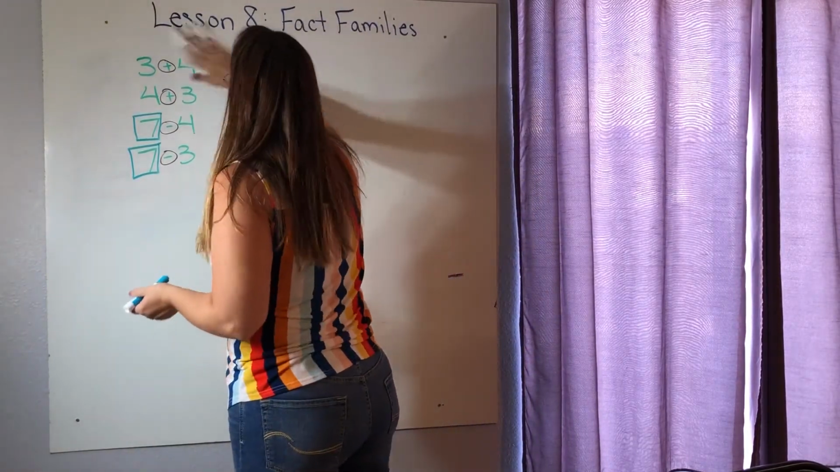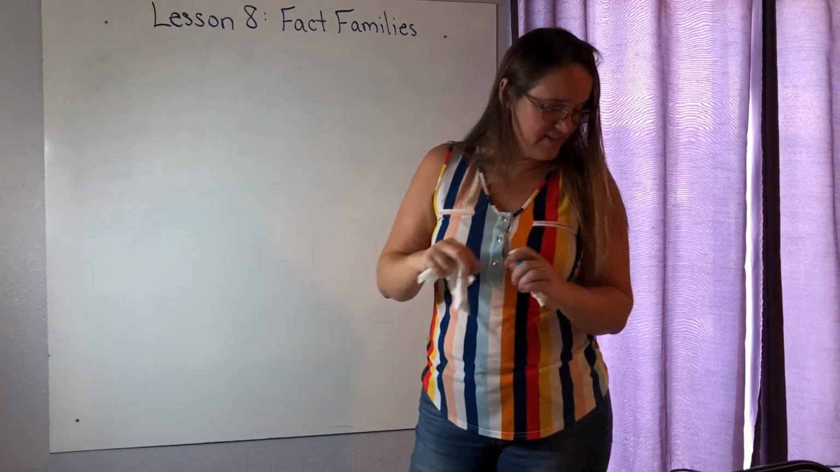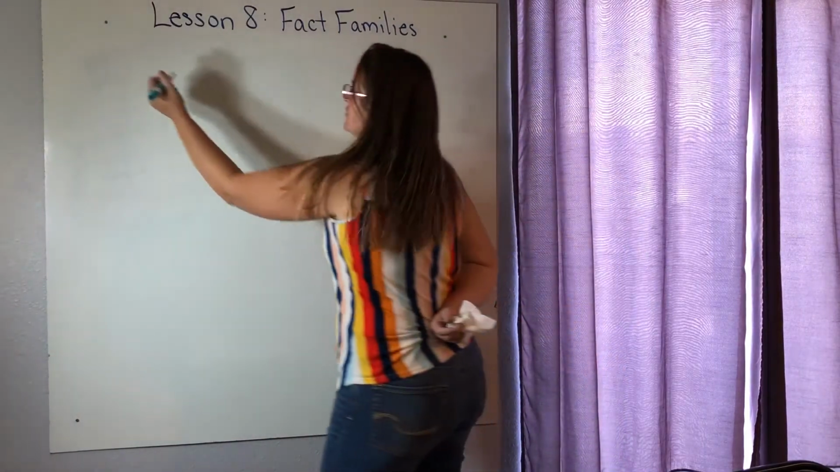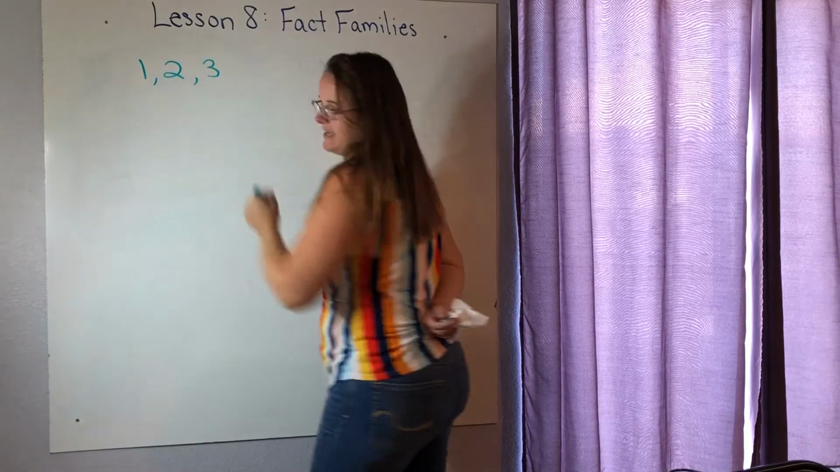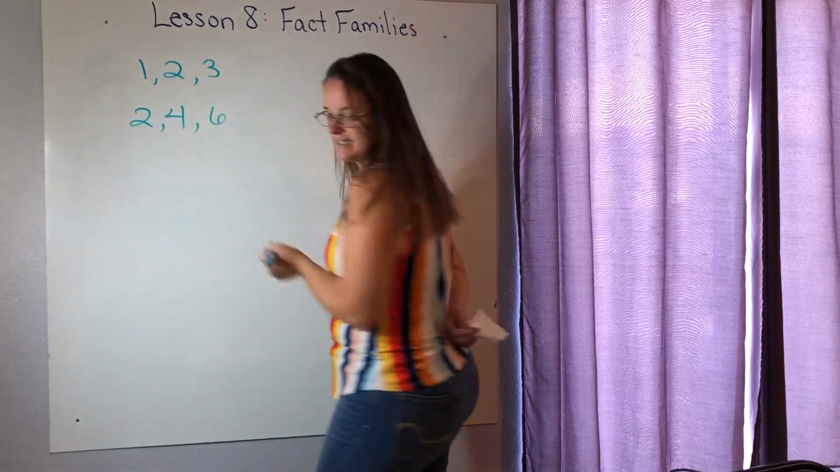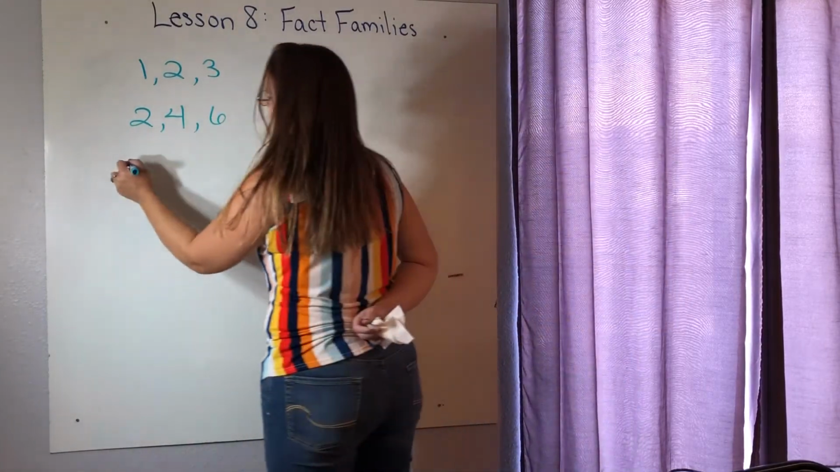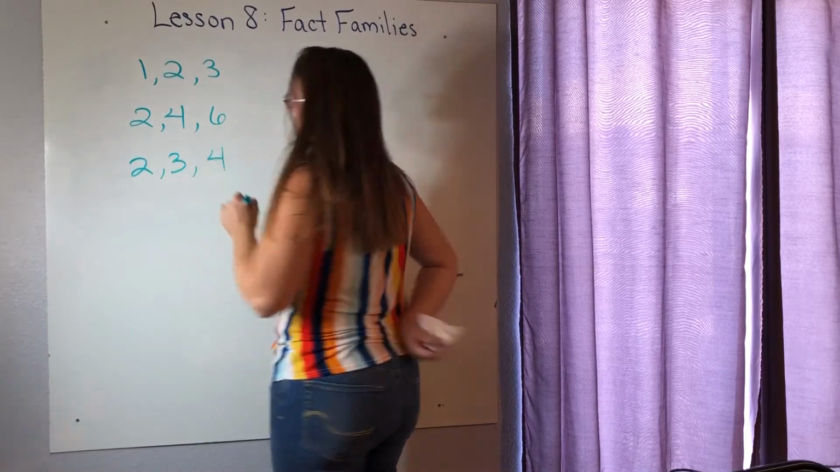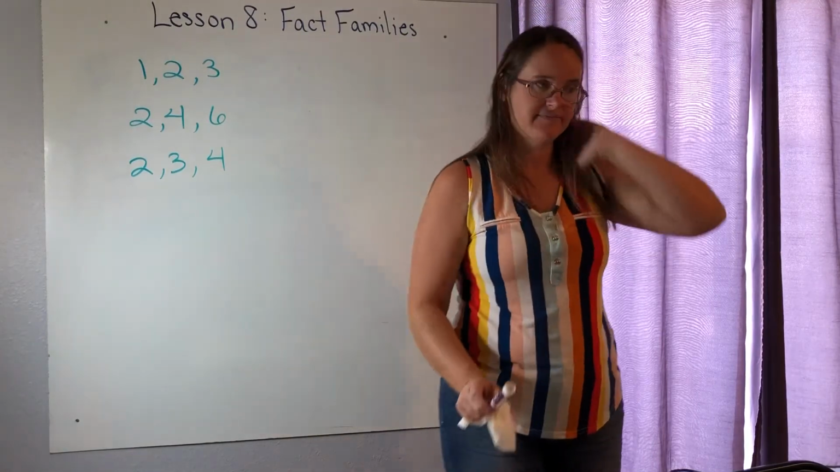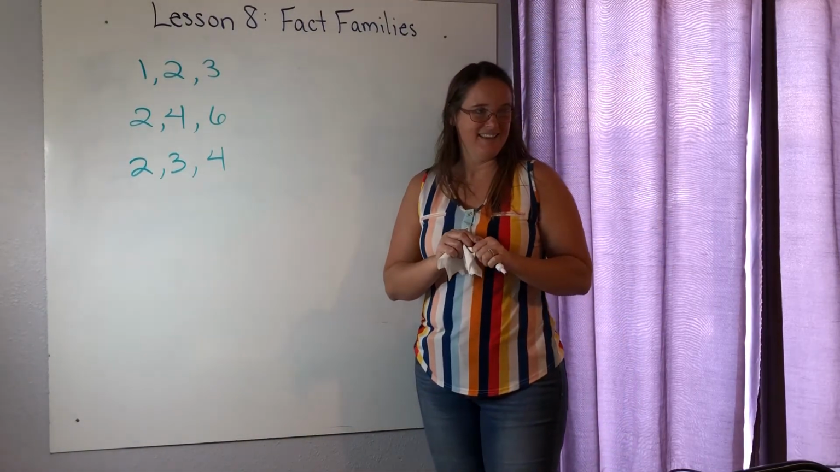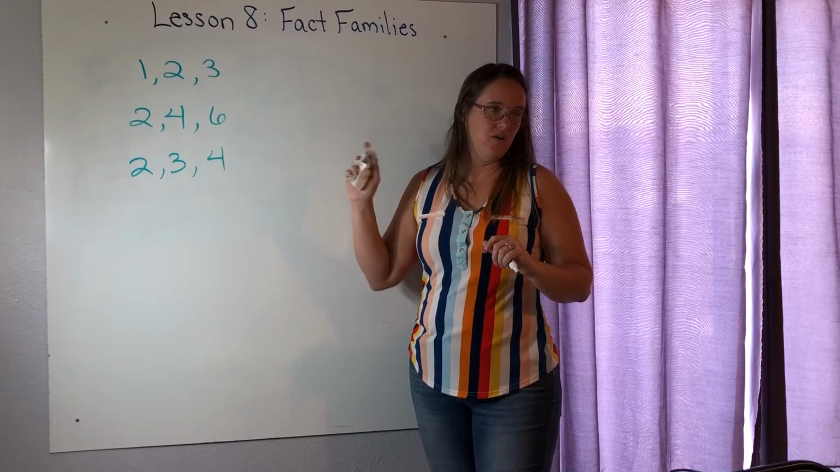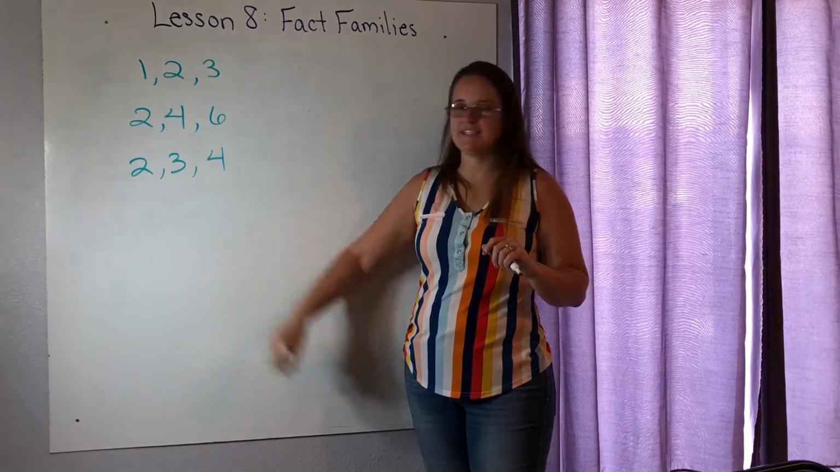Okay, so the first example actually was just looking at a fact family, so we're going to skip that one. The next example says, which of these sets of numbers cannot be used to make a fact family? So we have 1, 2, and 3. We have 2, 4, and 6. And we have 2, 3, and 4. Which of these can't be used to make a fact family? If he had to guess, Riker says he'd say the 2, 3, and 4.